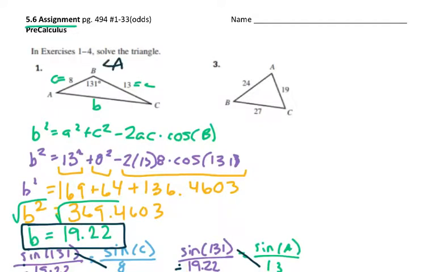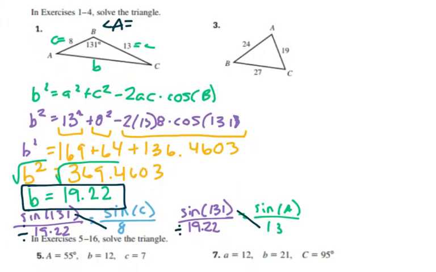Angle A is going to be sine of 131 in degree mode times 13 divided by 19.22, but then the sine inverse of that decimal. So angle A is going to be 30.69, but that's going to be 30.7. And angle C can actually be found by just subtracting from 180. So I'll just do that because it's easier.